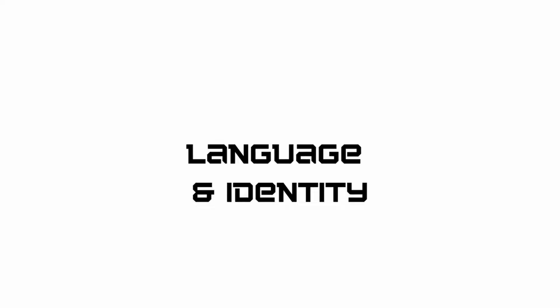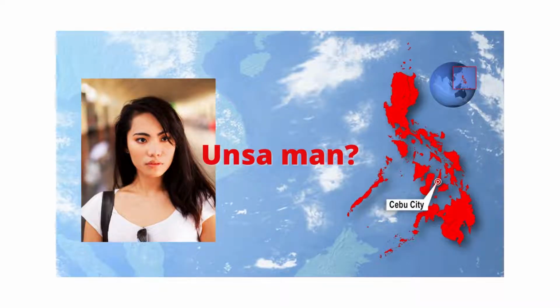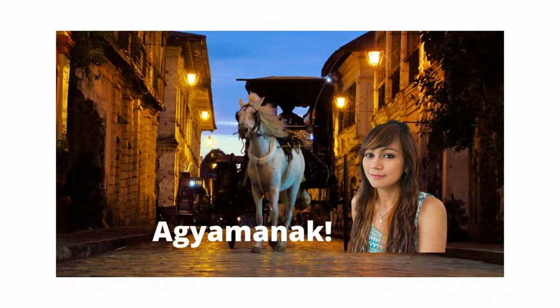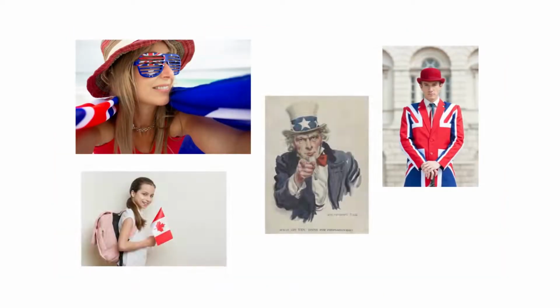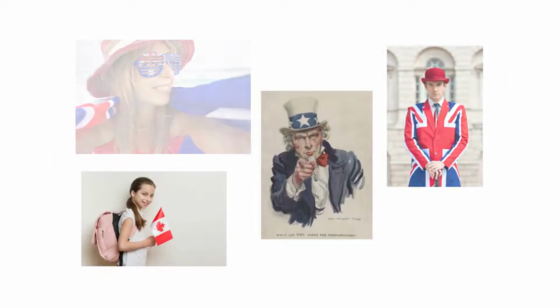Language and identity. Language is closely connected to a person's identity, especially ethnic identity. For example, a Filipino can be identified as Visayan if he or she speaks Visayan. An Ilocano is identified as being Ilocano by speaking Ilocano. Even the kind of English a person speaks identifies his or her identity.